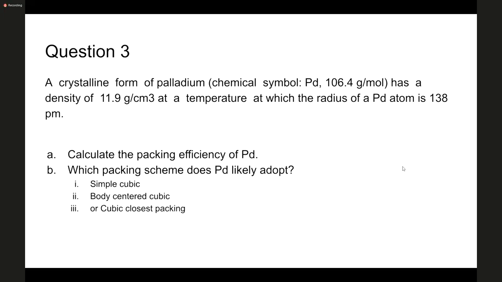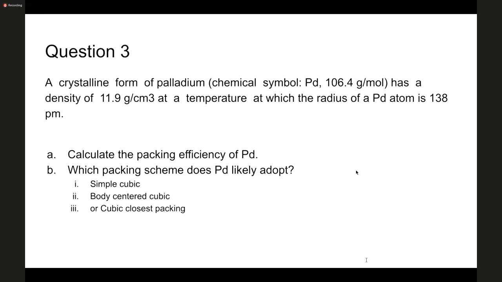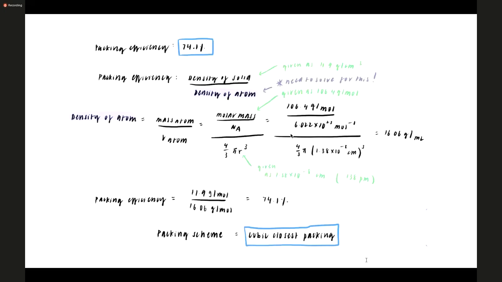All right, I think I'll go over it now. So for part A, calculating the packing efficiency of palladium, could you all just pop in the chat what you got for that percentage? Great, yeah, I see a lot of 74s. Awesome. All right, and then next slide, please. Okay, so there are different ways to do it. This is one way. So the answer is 74.1 if we're looking at sig figs.